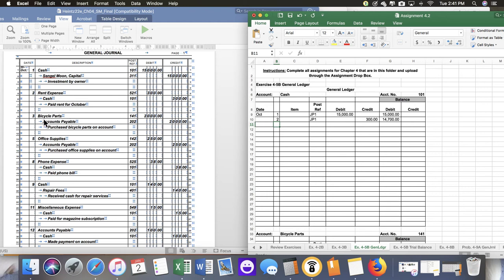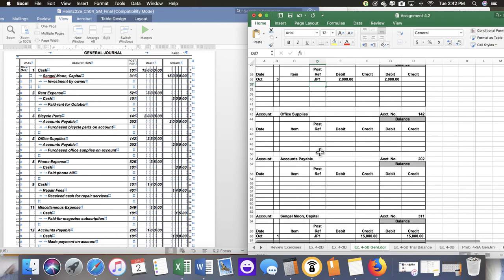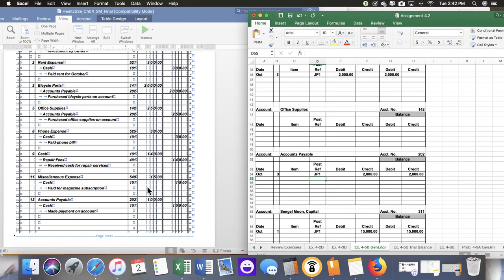So the next transaction is bicycle parts. So since we haven't used this account yet, we're going to enter month, day, the post reference, and it is $2,000. And then accounts payable. Again, we haven't used this account yet, so we're going to make sure we enter it. And then it is a credit for $2,000. I'm going to do one more, and then I'm going to pause it and finish out the rest of the journal.